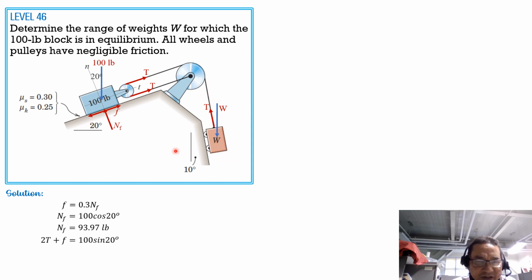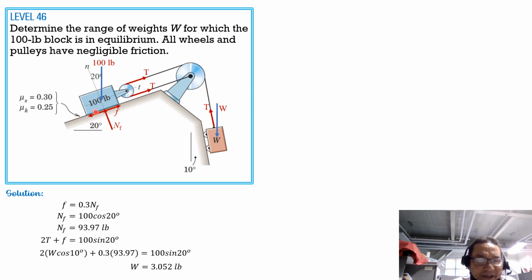Likewise, if we draw the free body diagram of this weight here, summation of forces tangential equals 0, the normal is perpendicular to the surface. So tension is equal to W cosine of 10, because this is 10 degrees. So 2 times W cosine of 10, this is tension, plus 0.3 of NF, 93.97, equals the tangential component of 100 pounds, which is 100 sine of 20 degrees. So from here, we can compute the lower limit of W. So W equals 3.052 pounds.